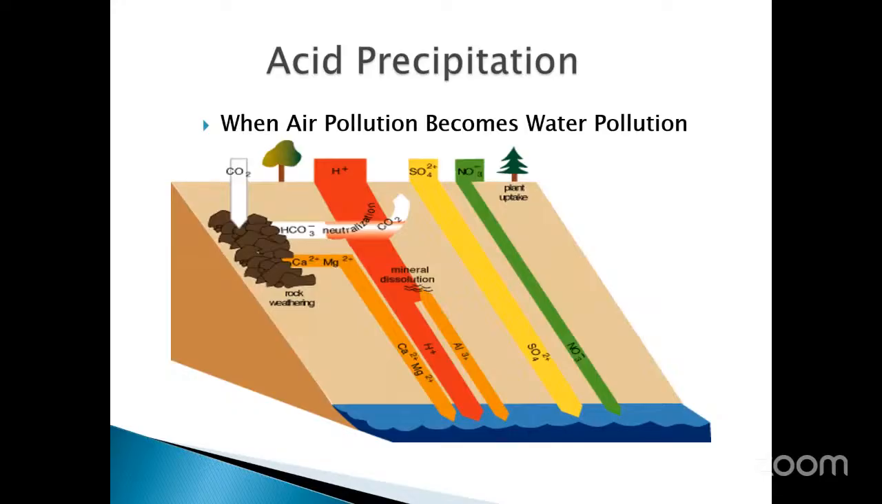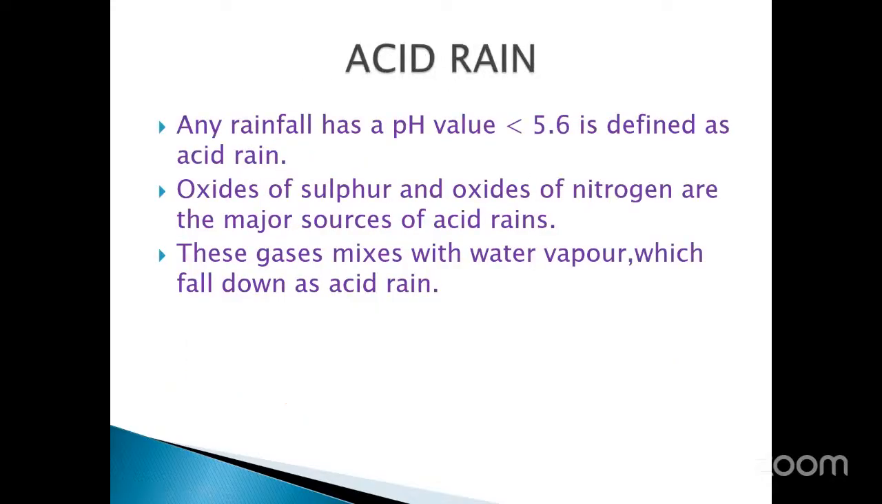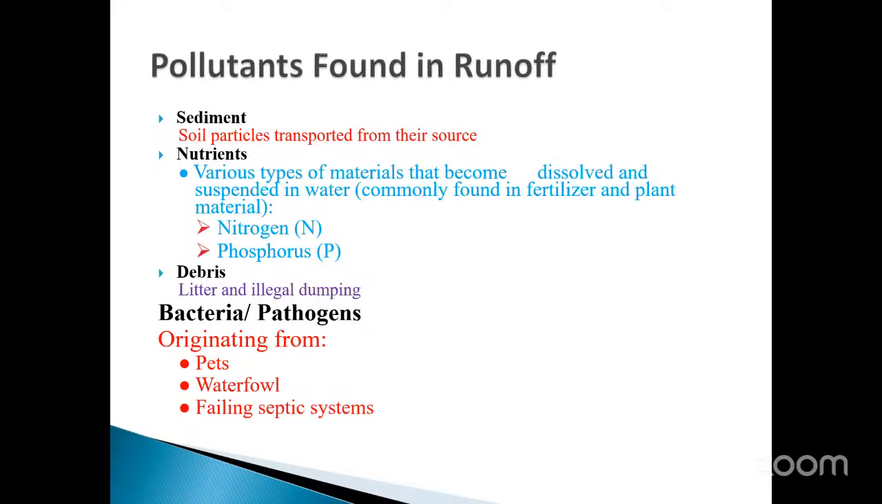Acid deposition. So when air pollution becomes water pollution, different pollutants present in the atmosphere, during the rainy season, dissolve and reach the surface water bodies. Here you can see this picture is very clear, they dissolve in the water bodies and cause water pollution. So acid rain is nothing but any rainfall that has a pH value less than 5.6.